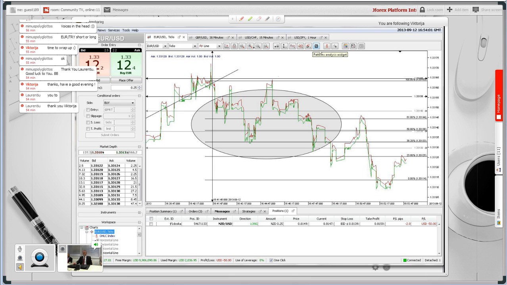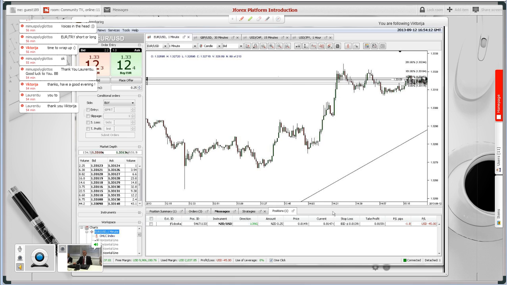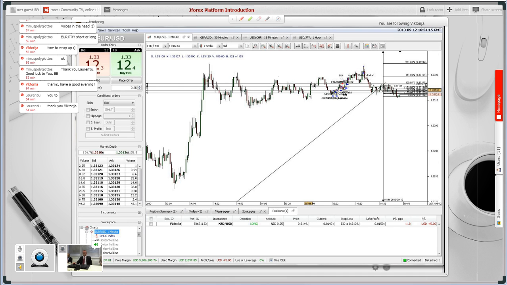You have this open, high, low, close, which is here, which is a little less visible when it works. But if we work on a minute, each minute will be seen. It's open, high, low, close.